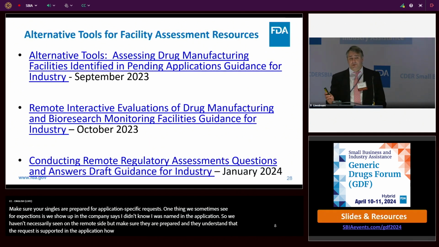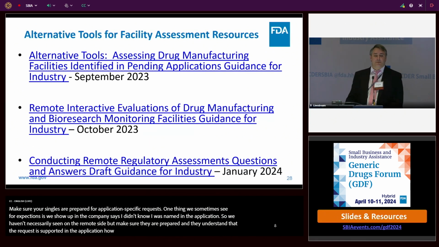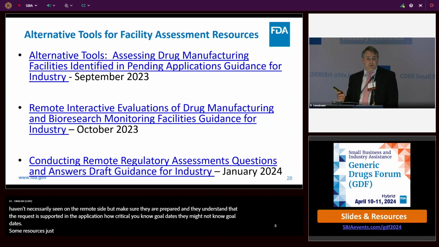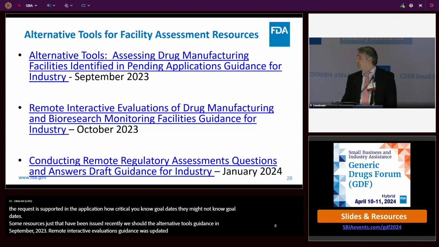And some of the resources, just a flag, that have been issued recently. We've issued the alternative tools guidance in September 2023. The remote interactive evaluations guidance was updated in October 2023. That was the guidance that you are probably familiar with during the pandemic. And then we've also issued the conducting remote regulatory assessments questions and answers draft guidance in January 2024.